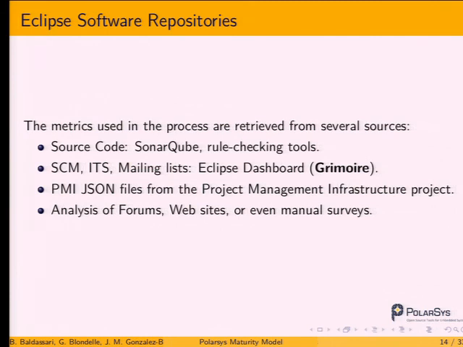First, we are gathering information from the source code through SonarQube for the pure code metrics, and also some rule checking tools like PMD and Findbugs. We also are gathering information from the process with the configuration management, issue tracking system, mailing lists. That is done through the Grimoire open source tool, which is behind the Eclipse Dashboard. The guys here are working on this project. We also are working with the PMI project management infrastructure project from the Eclipse Foundation. We'll talk about this a little bit later.